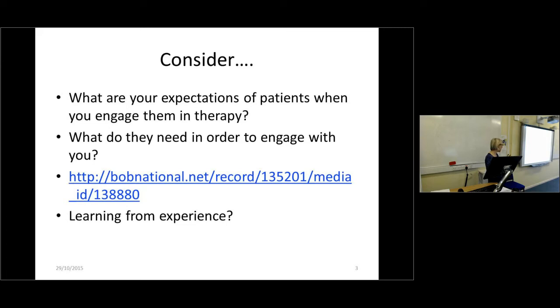So we're going to watch the clip. It's only 5 minutes long. And I want you to think about what is it when you're working with somebody that you need from them in order for them to be able to engage with you and to benefit from your interventions. Okay, and then we'll draw on some of that through the rest of the session.